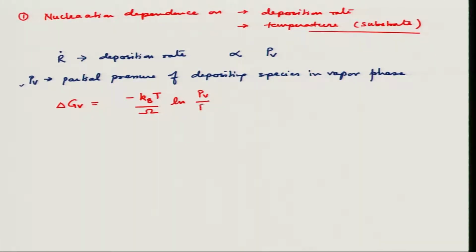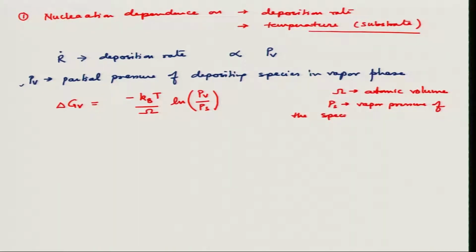PV. Okay. So, this is the change in free energy for phase change, where omega is atomic volume. Okay. So, volume of one atom, that is why this is per unit volume, and PV we have already defined. PS is my vapor pressure of the species just above the thin film. Okay.